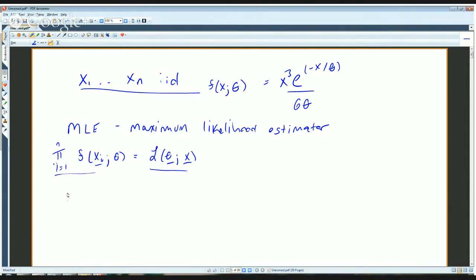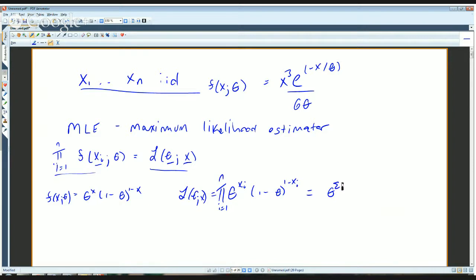and the density views the data, the x value, as the function argument. Take as an example that our x's are binary, and that f of x is theta to the x, 1 minus theta to the 1 minus x, so f of x, comma theta, where each one of my x's is a yes or no. Then when I construct my likelihood, L of theta, we take the product, i equals 1 to n, of theta to the xi, 1 minus theta to the 1 minus xi, and that now equals theta to the summation xi, 1 minus theta to the n minus summation xi.